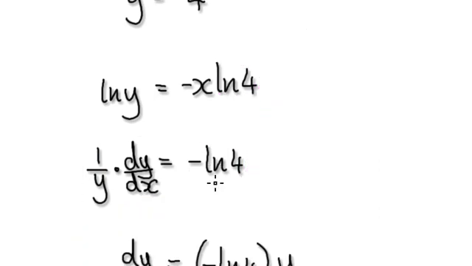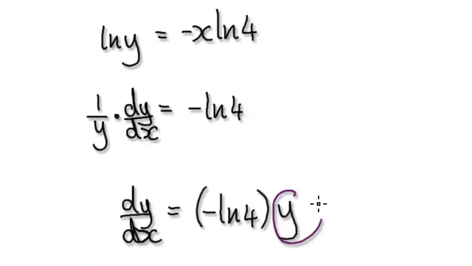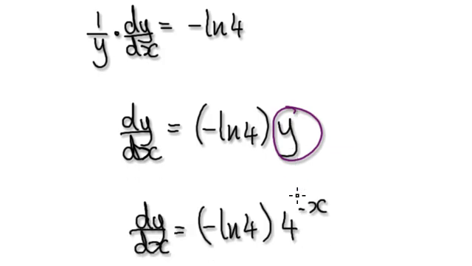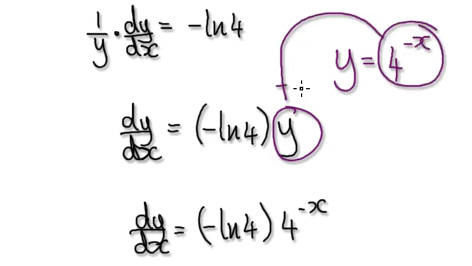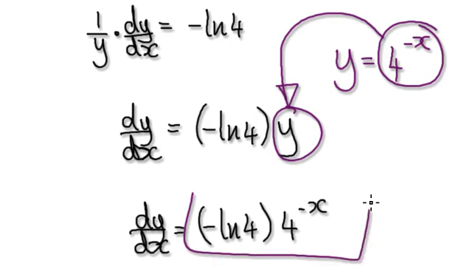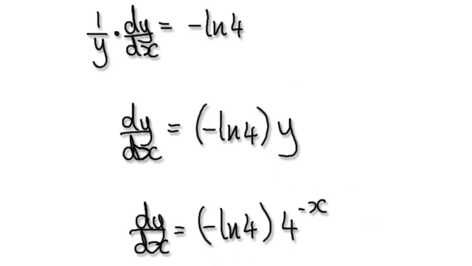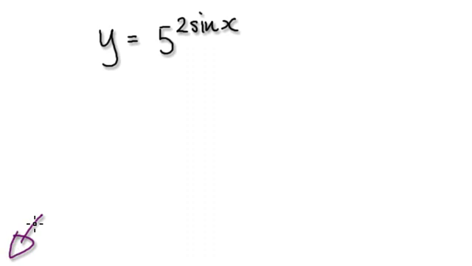Okay, so times both sides by y, and remember the original question was y equals 4 to the power of minus x. So now we can put this into the y here. That will then give us this. Okay, right. Next question here. Okay, so differentiate this. Find dy by dx here. Press pause and have a go.